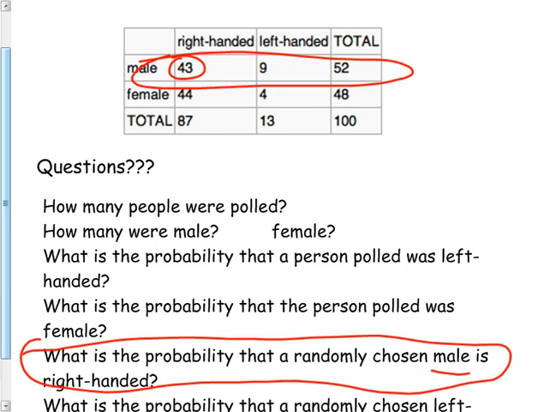Yes. Yep, it'll say a randomly chosen person was a male who was right-handed. You know what I'm saying? So you got to watch for right after the word chosen. If they go with person, then it could be a male or a female. If they go with male, they've limited it to just males.